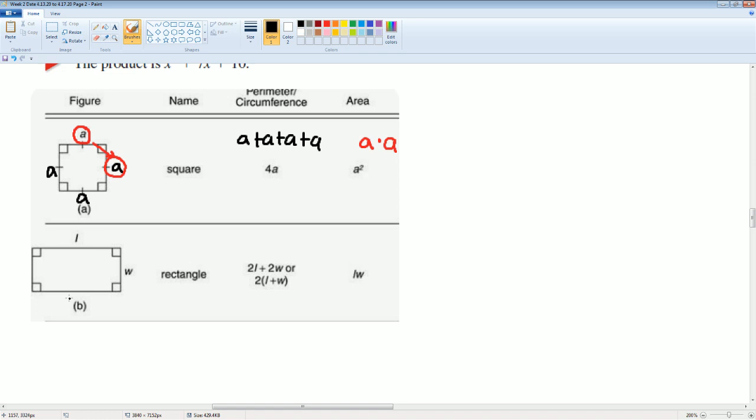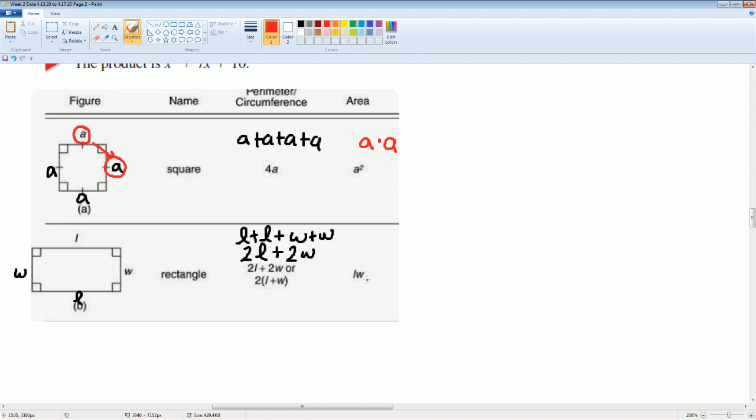Same thing here, right? The top is length, the bottom is also length. The side here is W, width, so this is also width. Notice when you add the rectangle together, it is what? L plus L plus W plus W. Length plus length gets you 2 length, plus width plus width becomes 2 width. Making sense? That's the perimeter of a rectangle.